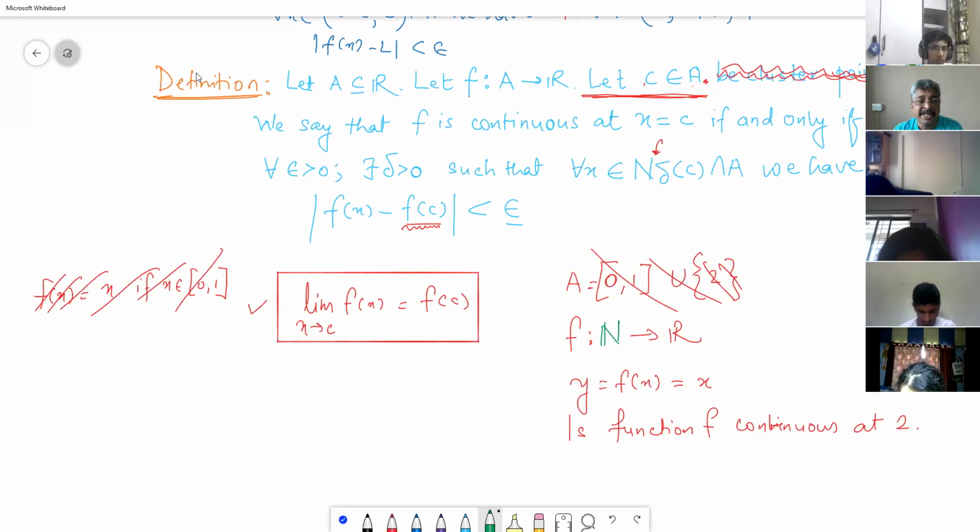Yes. Because there is nobody else to challenge the continuity. These are discrete points which are there in the domain. So the left hand limit and right hand limit are not available, therefore I cannot check them. I will check the value of the function at c. Is it equal to f of c? Yes, therefore it will pass the test.